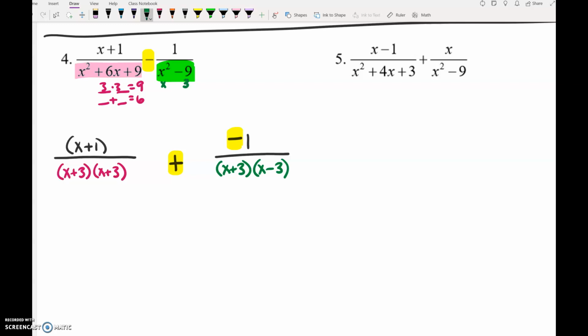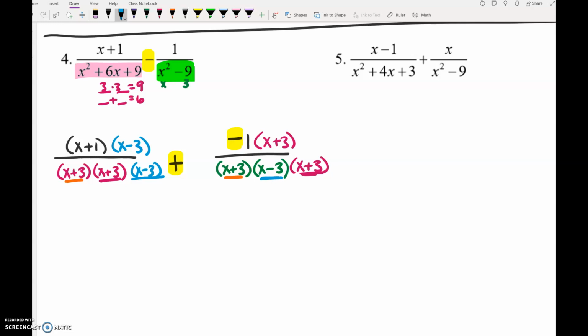Now we need to see what do the denominators currently have in common and what are they missing? What do we need to fill in? So I see x plus 3 and x plus 3. So there's a match. Here I've got x plus 3 and there is not another x plus 3, so we need another x plus 3. Then in the second denominator, I see x minus 3. I don't have that over here, so I need an x minus 3 over here.